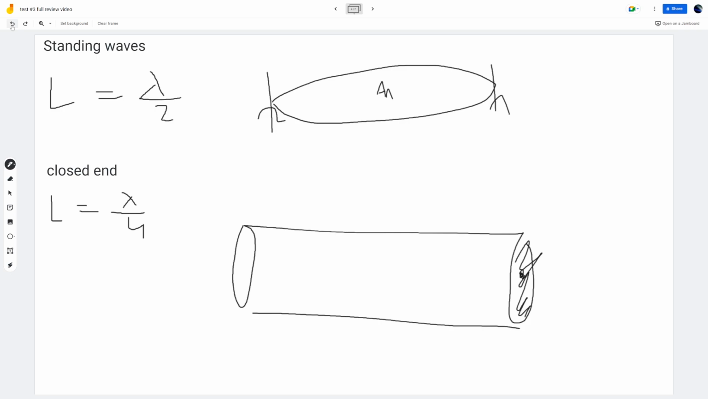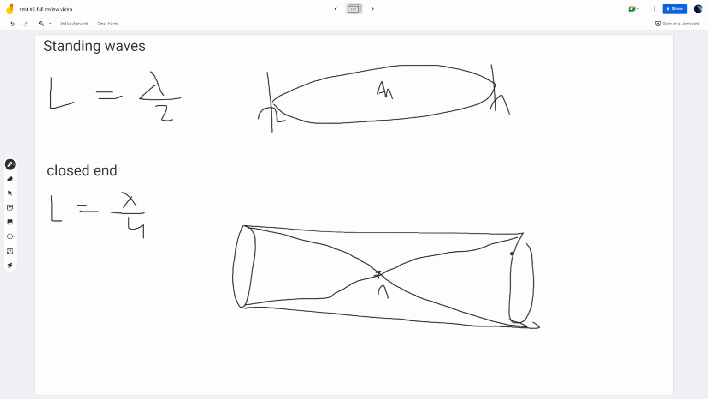And then if we have a tube that is open on both ends, then the node is going to be in the middle, and it's going to look a little bit more like that. And then the wavelength will be the same as this.